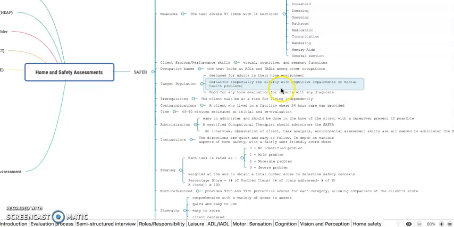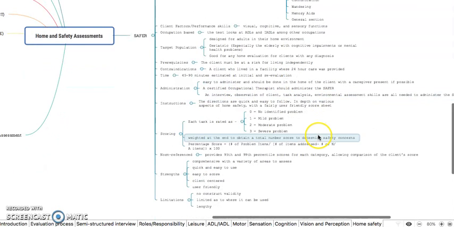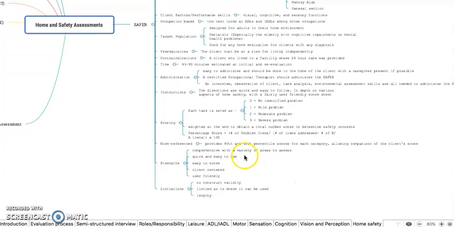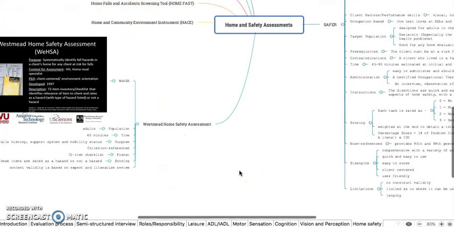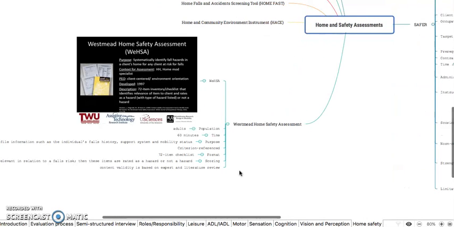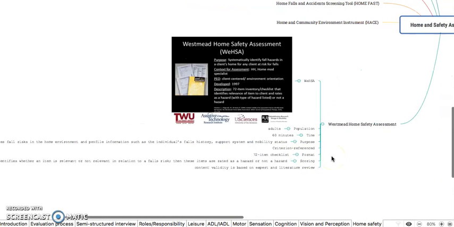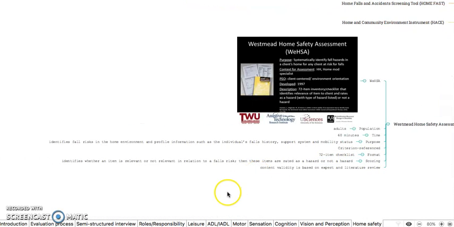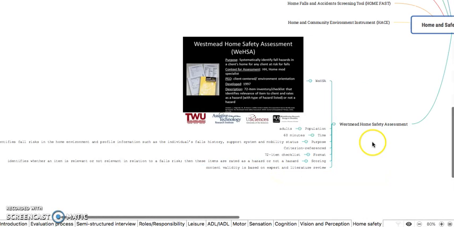So target population, mainly geriatric, but it can be for any adults in the home environment. And its strengths are that it's comprehensive with a variety of areas to assess, it's quick and easy, client-centered and user-friendly. And then we didn't talk too much about the Westmead Home Safety Assessment, but it's also used in adults to identify fall risks in the home environment and profile information such as their fall history, support system, and mobility status.